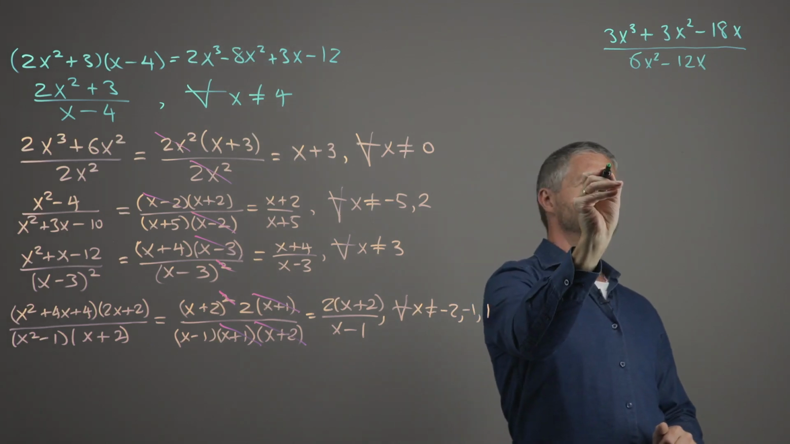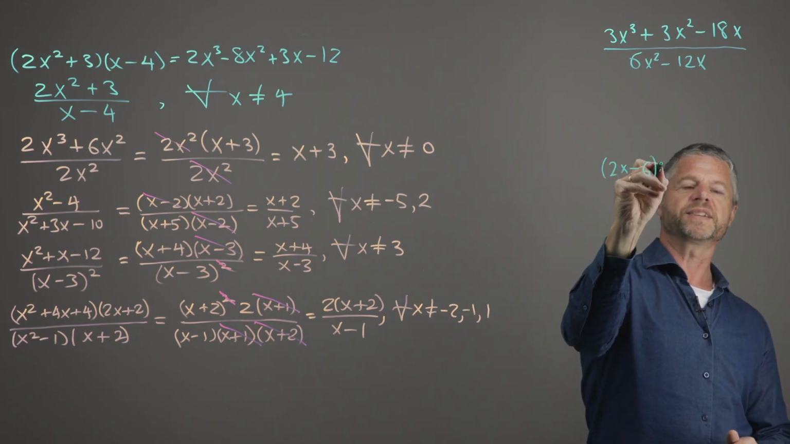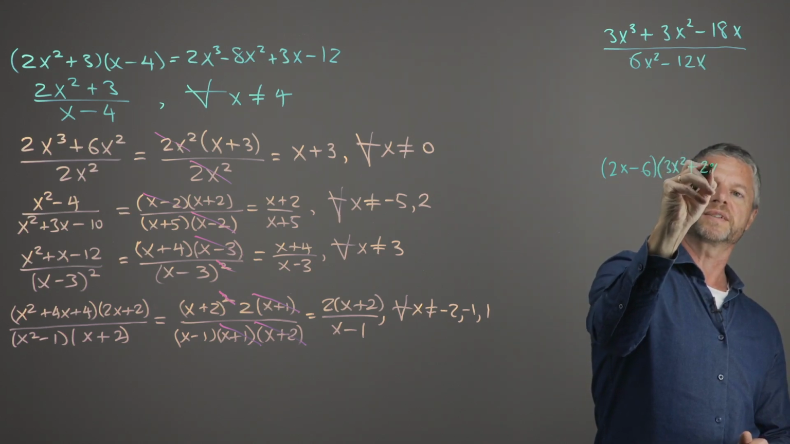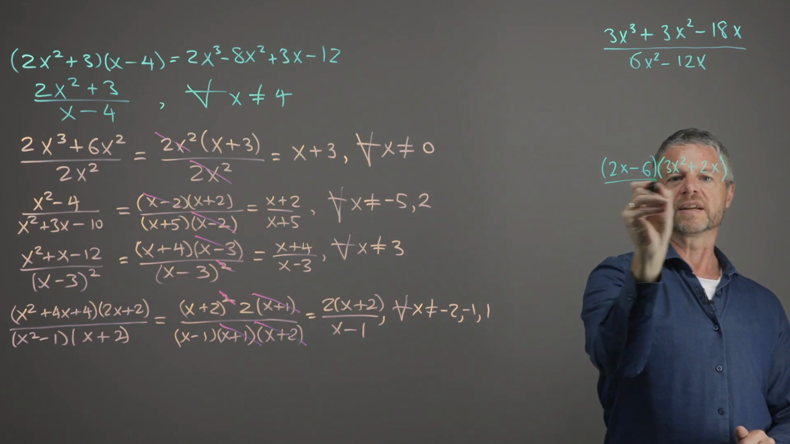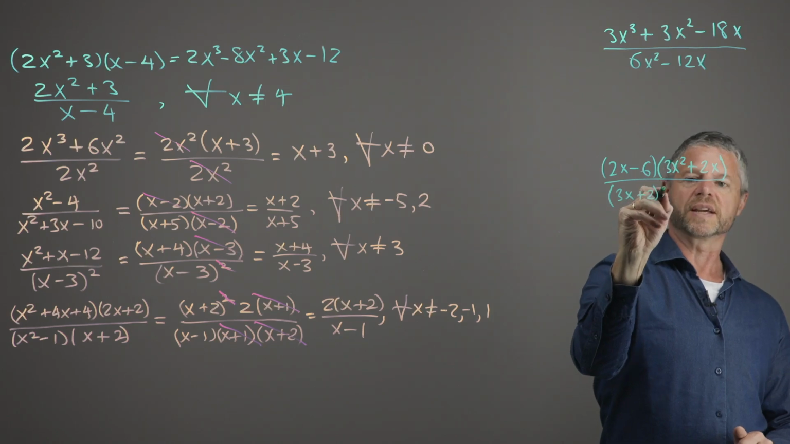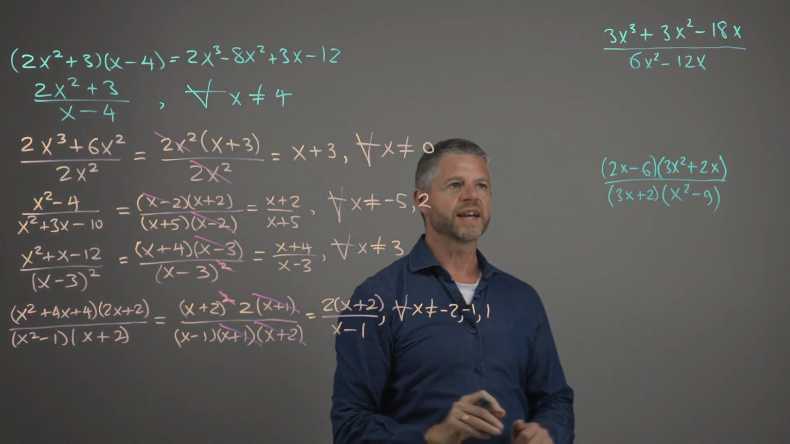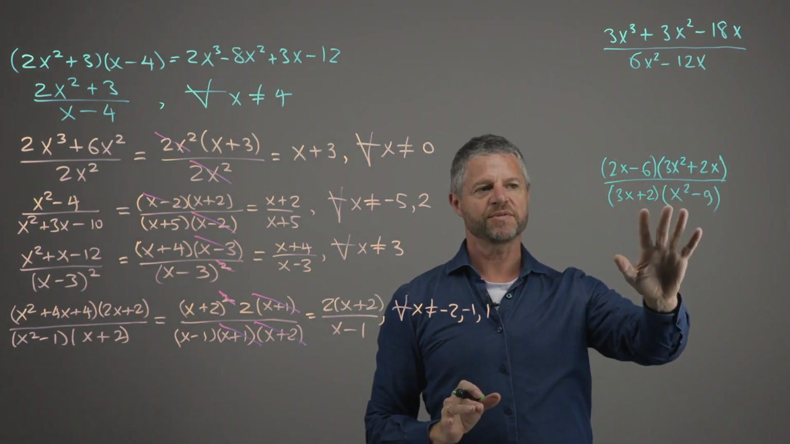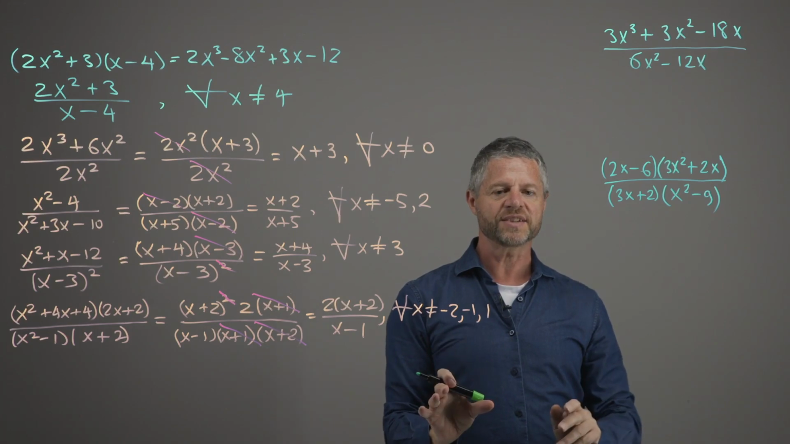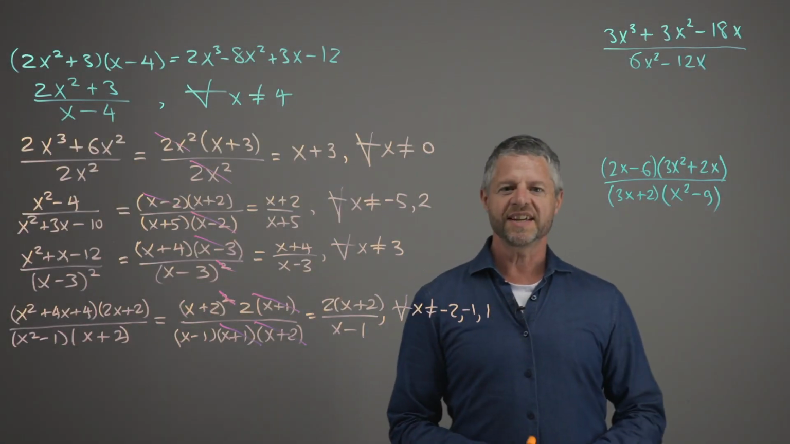And then the second one, let's make it a little more challenging. 2x minus 6, 3x squared plus 2x, and then 3x plus 2, and x squared minus 9. And so work through these two examples, simplify using the ideas of factoring, and also make a note of any values of x for which the rational function is not defined. So let's see how you did.